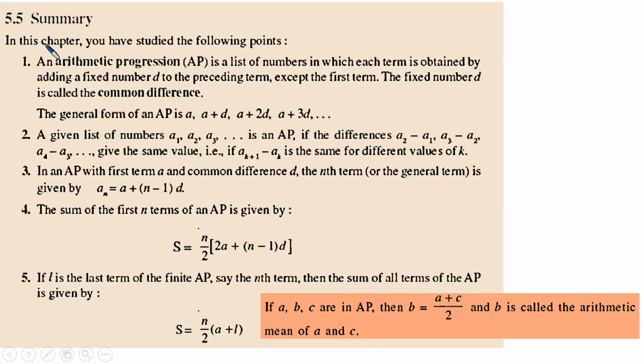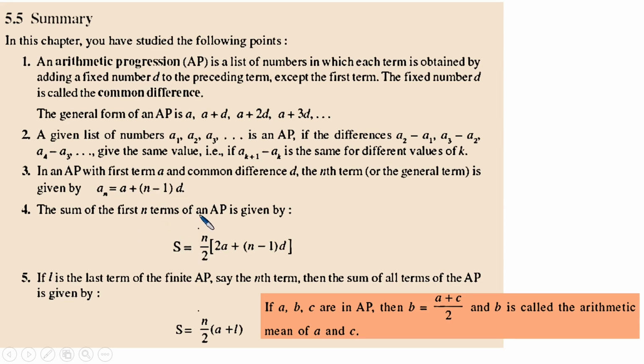Now we summarize this chapter. In this chapter you have studied the following points. I will not repeat what I have written here. Just pause it and read it. So we have done all this. Arithmetic progression is written like this, and this is your difference. And this is the formula which we have used extensively in this lecture.